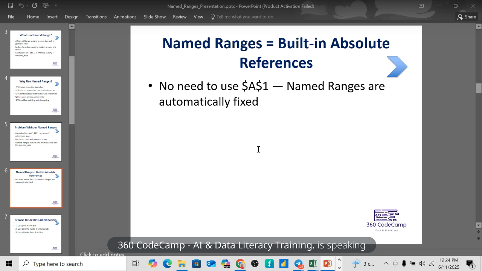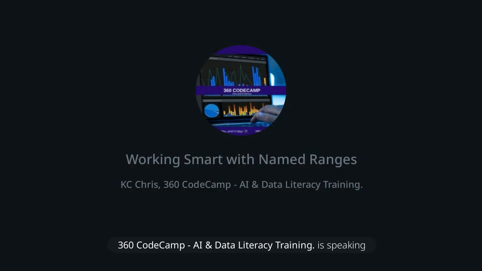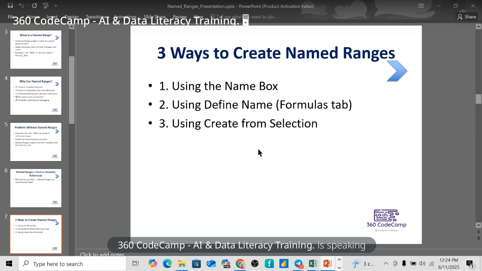Then, three ways to create name ranges. There are three ways to create these name ranges. Number one is using the name box. You can use the name box at the top left of the worksheet. Then you can also use define name in the formulas tab. Then you can also use create from selection in the formulas tab as well. So these are the three ways, and we are going to see these three ways to create name ranges in Excel very soon.